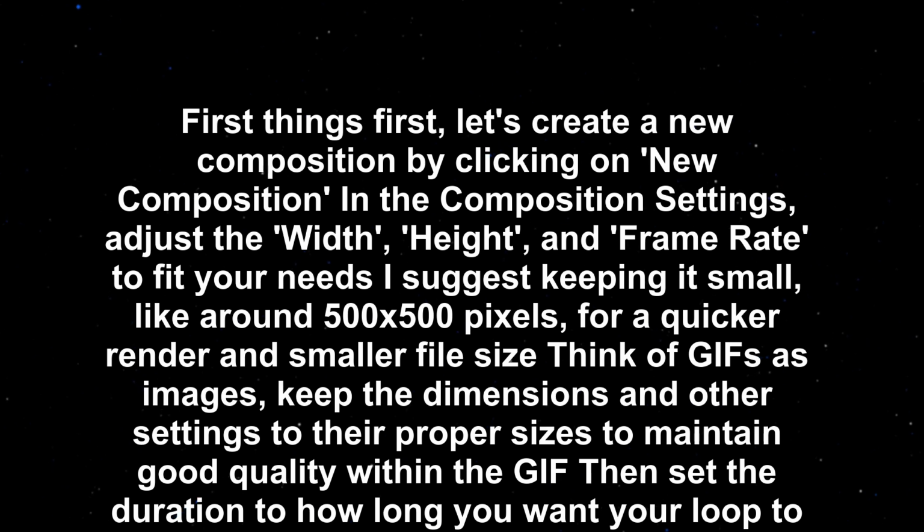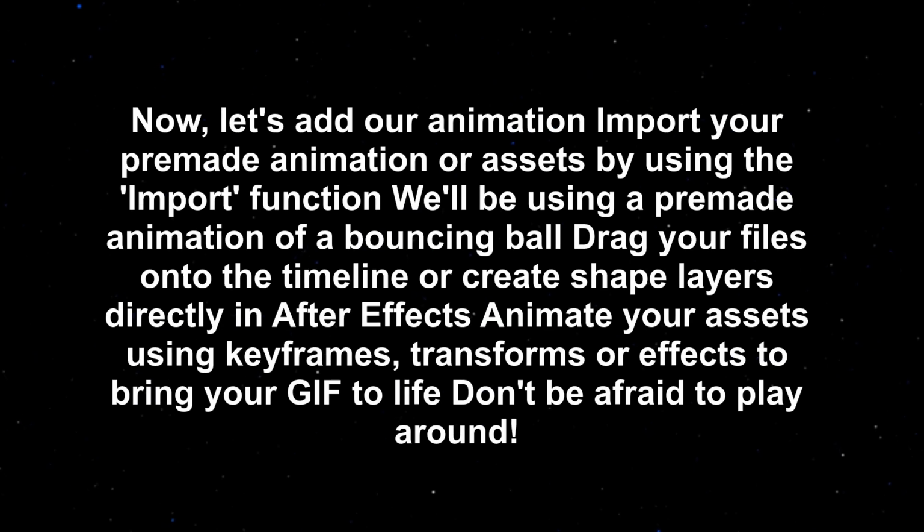I suggest keeping it small, like around 500 by 500 pixels, for a quicker render and smaller file size. Think of GIFs as images. Keep the dimensions and other settings to their proper sizes to maintain good quality within the GIF. Then set the duration to how long you want your loop to be. Click OK.